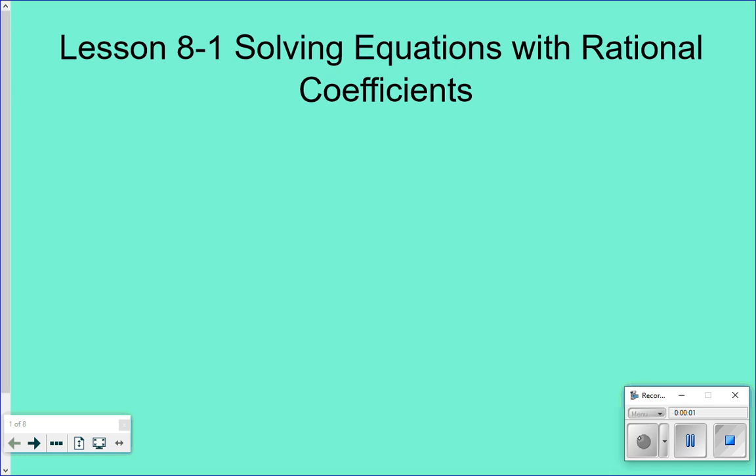All right, 8.1, solving equations with rational coefficients. It sounds scarier than what it is. But first we should talk about what some of these things mean. You know what a rational number is and you know what a coefficient is. What's a coefficient?